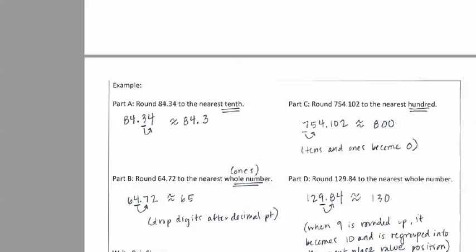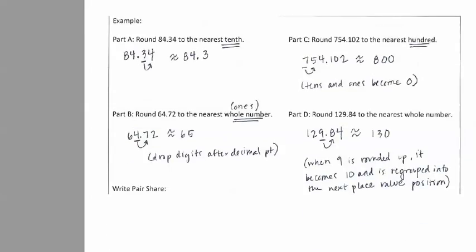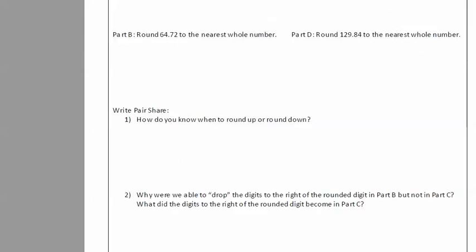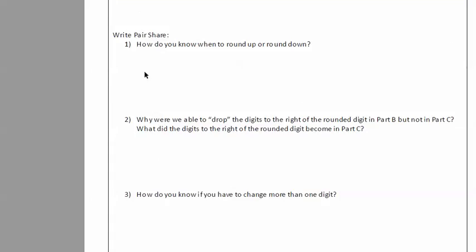Other things that our kids are missing. The conceptual understanding here is that some of our kids are still, when we round this number to the hundreds, writing 8 and not 800. So some of the questions that I need us to clarify for kids, I included as their write, pair, share. How do you know when to round up or down? I included some in part A, B, C, and D, one where it's a 4 and we round down, and one where it's a 5 and we round up. This is also something that students should already know.